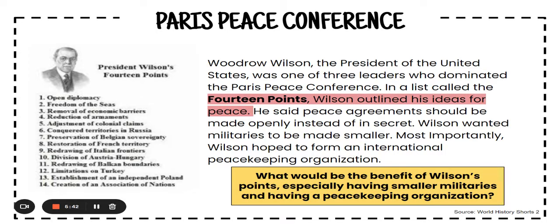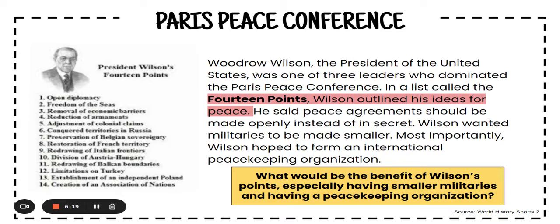Now, I want you to answer this question. What would be a benefit of his points? So, looking at his actual 14 points, it says open diplomacy. So, like speaking out in the open, not behind closed doors. Freedom of the seas. Removal of economic barriers, so everyone being able to trade with each other. Reduction of armaments. Adjustments of colonial claims.